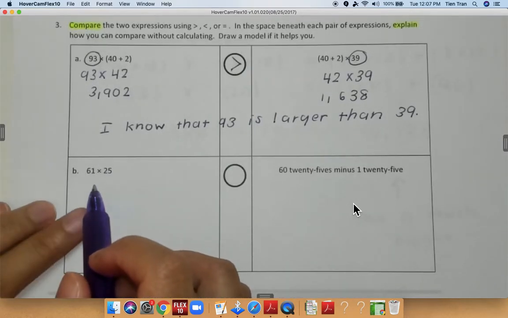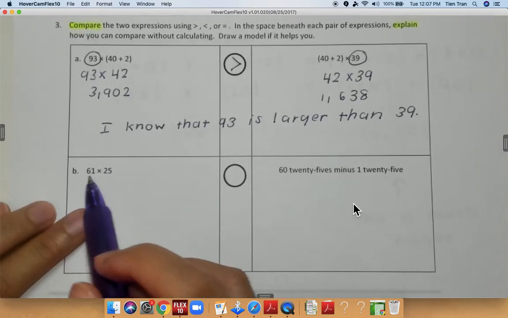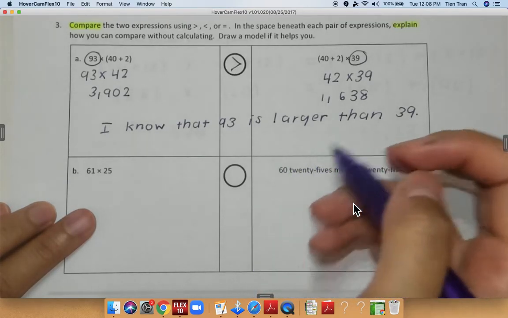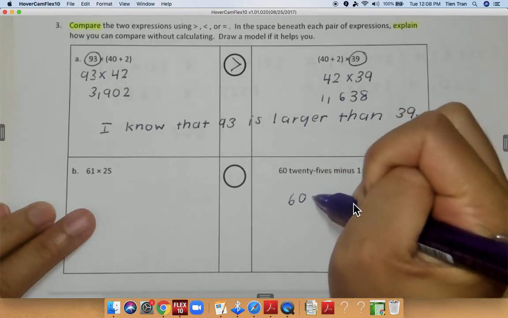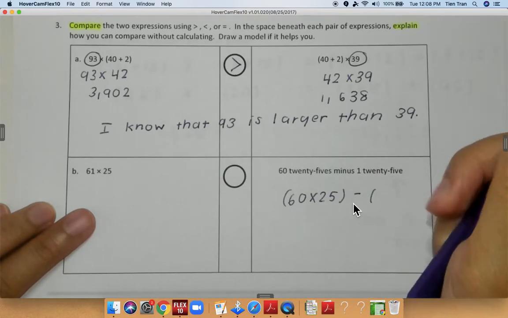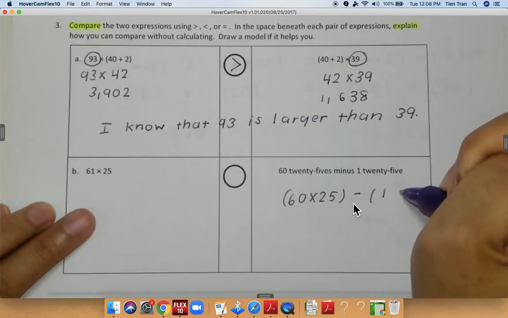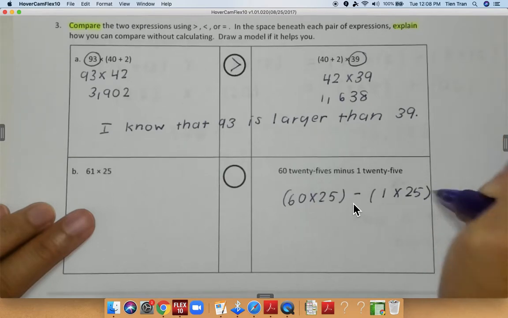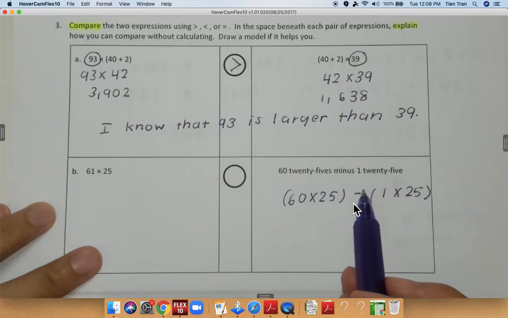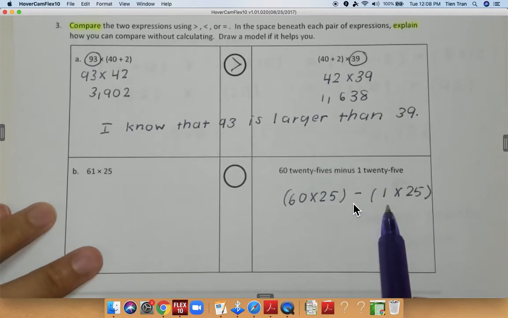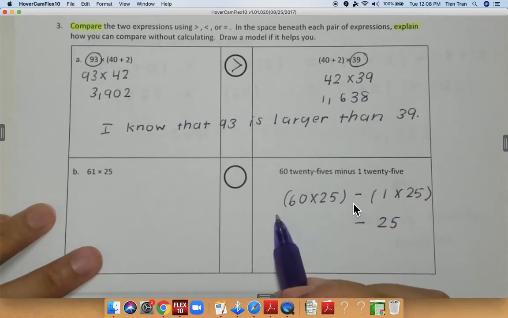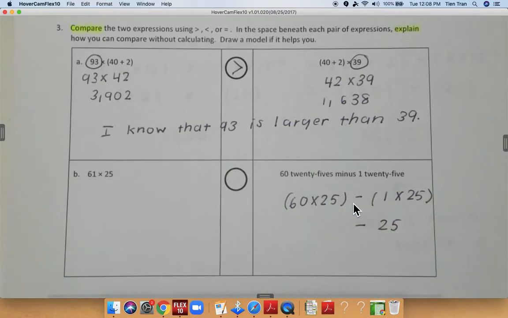Now, what about problem B? For problem B, I have 61 times 25, and on this side, I have words. So I'm going to solve first for the words. 60, 25. That means I'm multiplying 60 times 25 minus 25. So that means I'm subtracting 1 times 25. Okay? So over here I have 61 times 25. And over here I have 60 times 25 minus 25. So I know that I am subtracting 25 from whatever 25 times 60 is.